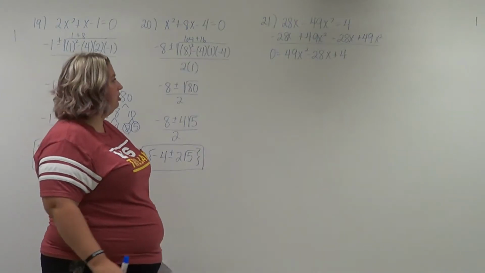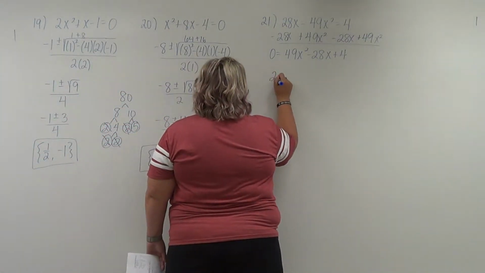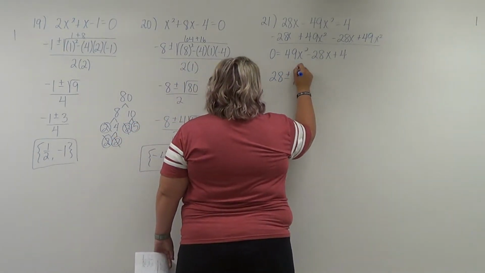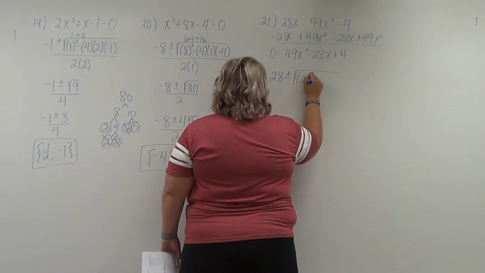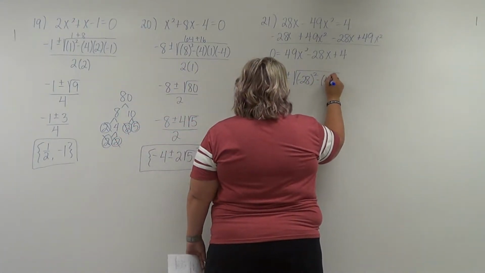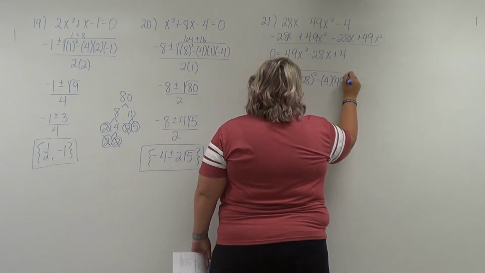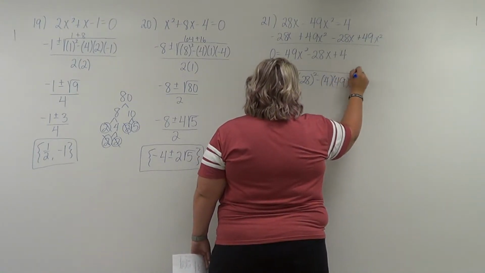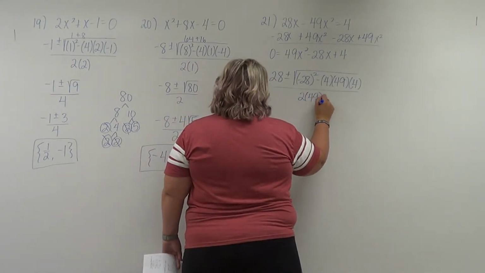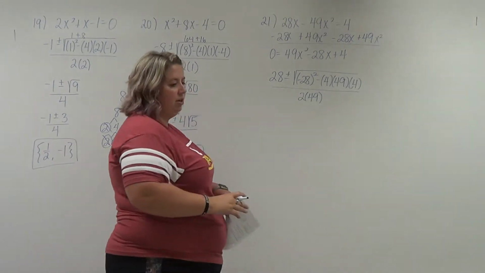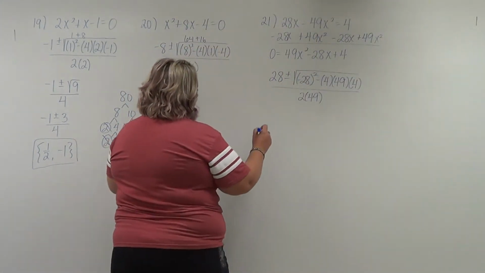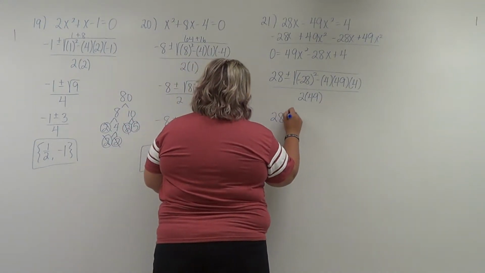Okay, if I solve using quadratic formula, I would have 28 is opposite of b, plus or minus the square root of -28 squared minus 4 times 49 times 4, all over 2 times 49. Okay, so now to simplify. So I'd have 28 plus or minus.